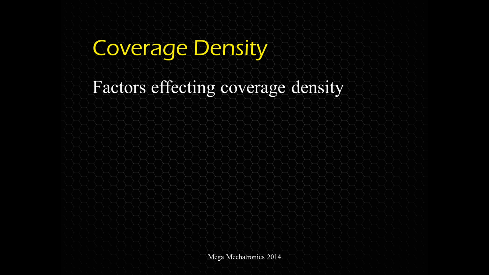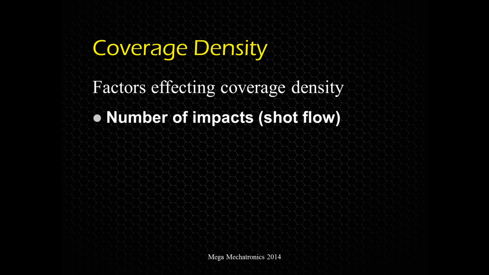So now we're going to jump into coverage and coverage density. Remember that spray paint analogy? What are the factors affecting the coverage density? The density would be like how much paint is built up in certain areas of whatever you're painting, using that analogy. So the number of impacts affects the coverage density. That's related to shot flow. And the exposure time: how long has it been in the tumbler, or how fast is that conveyor belt moving if it's that type of process?